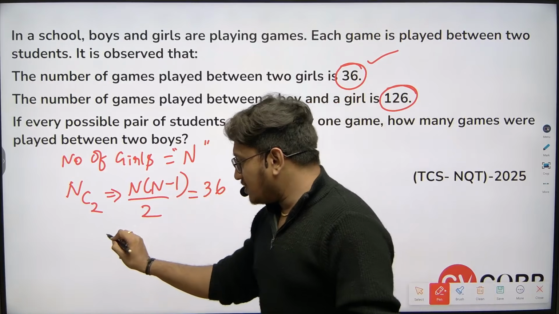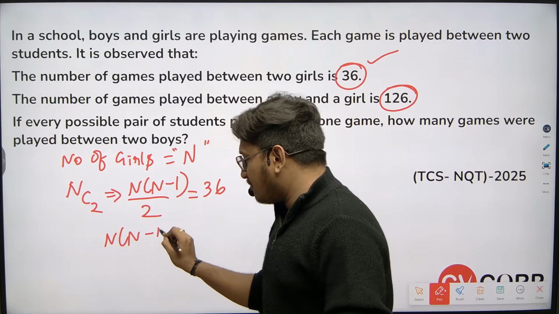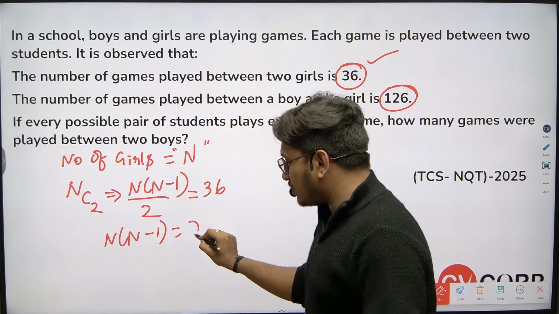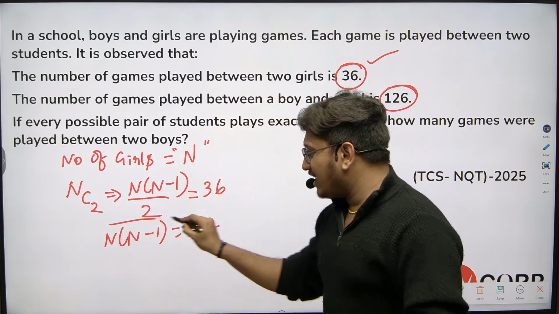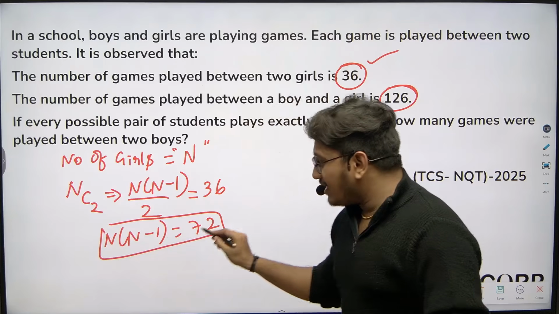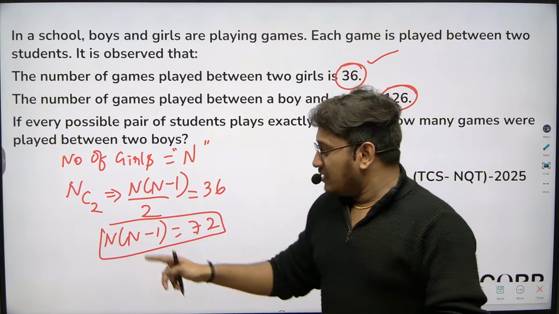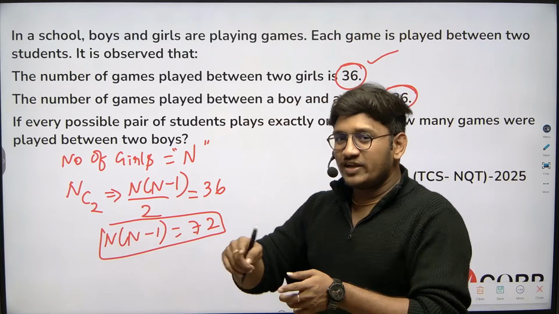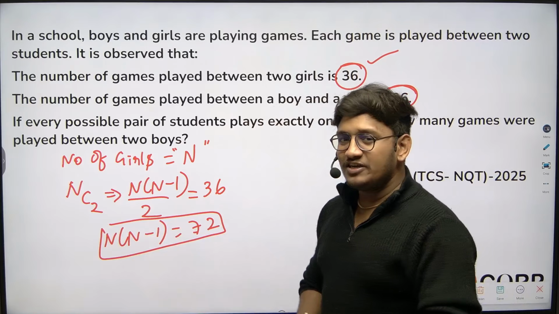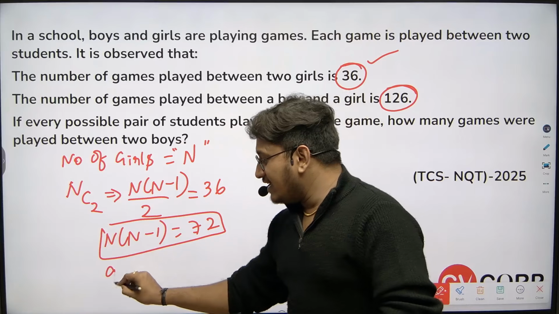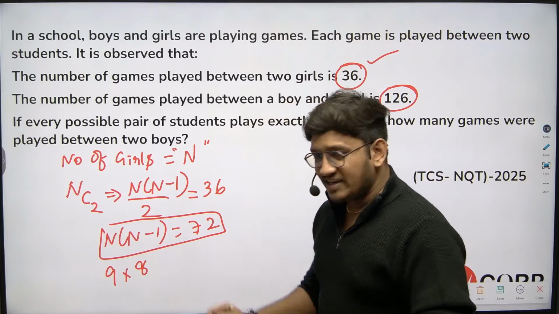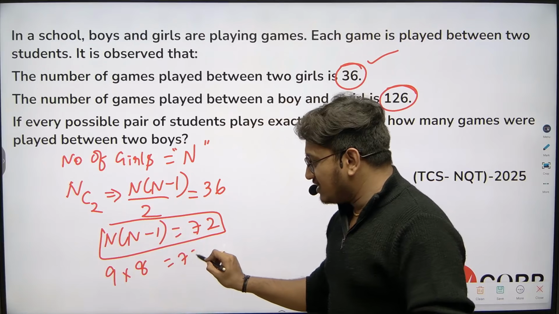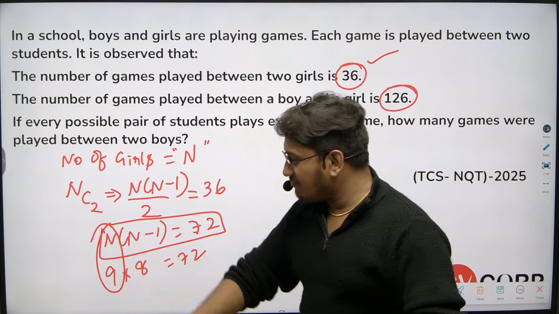Okay, now from this I got to know that n into n minus 1 is equal to 36 times 2, which is 72. If you observe, there is no need to write any particular equation. n into n minus 1 gives you 72, right? Which two consecutive numbers, when multiplied, give you 72? Obviously 9 into 8. If n is 9, n minus 1 is 8, so 9 times 8 is 72, it is exactly matching. So I got to know that the n value is 9.